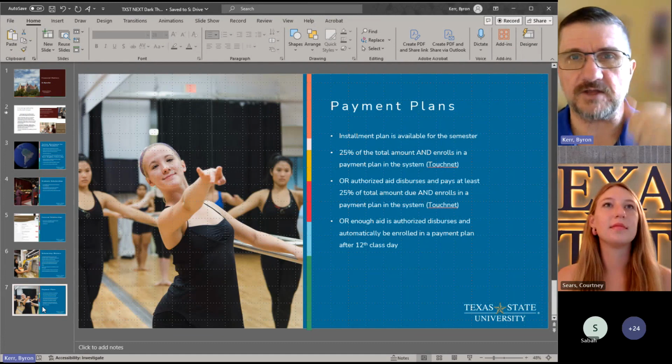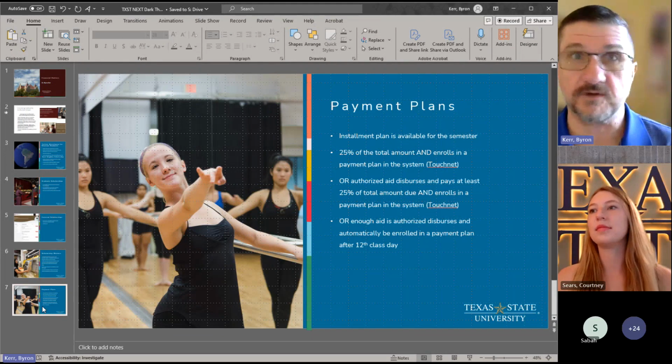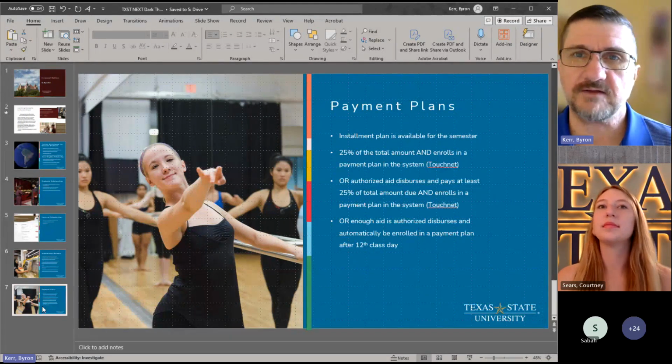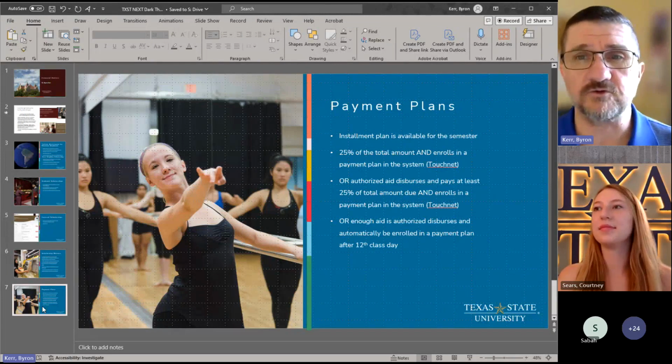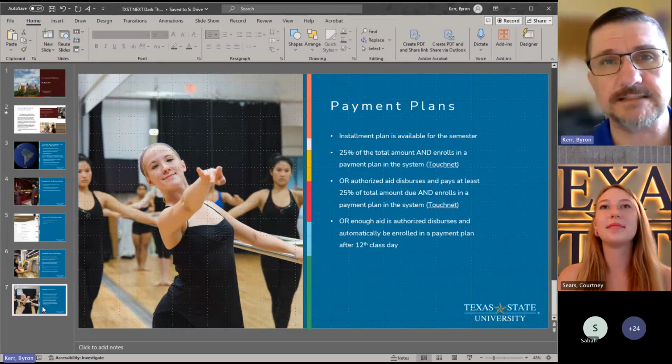And again, the idea here is that for some students, we're just waiting for funds to come. And if we're just waiting for that to happen, not a problem. We have a solution for that through these payment plans.